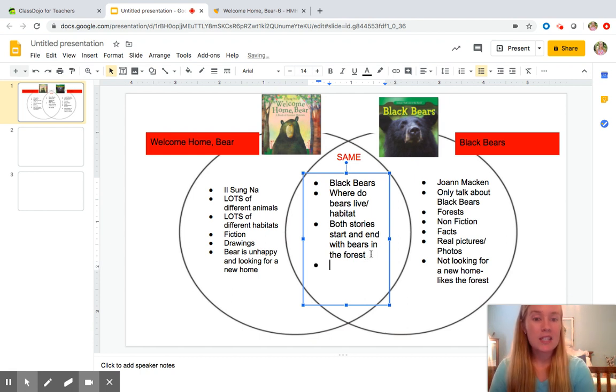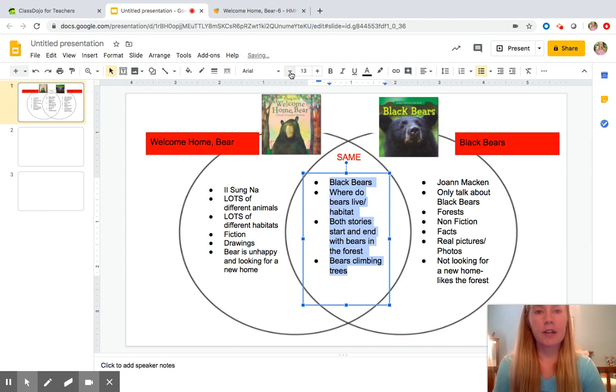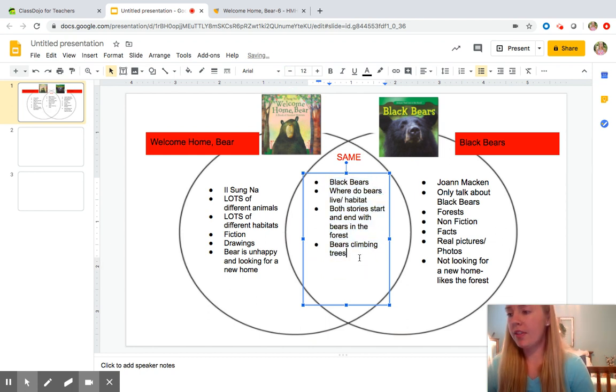Good job. What else do we notice? Oh, you know what else I noticed? The black bear story talks about bears using their claws, little baby bears, and they climb what? Trees. What did it show in Welcome Home Bear when he went to go check out the bird's habitat? The bear did what? He climbed a tree. So both of these stories talked about bears climbing trees. So we can add that, bears that climb trees.